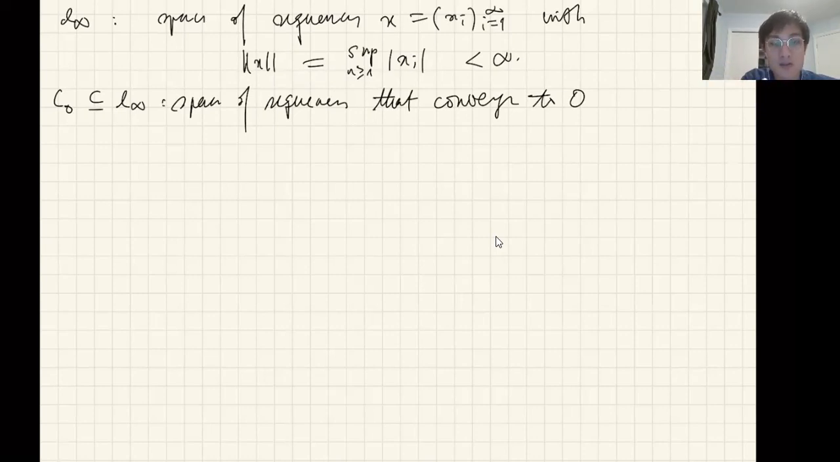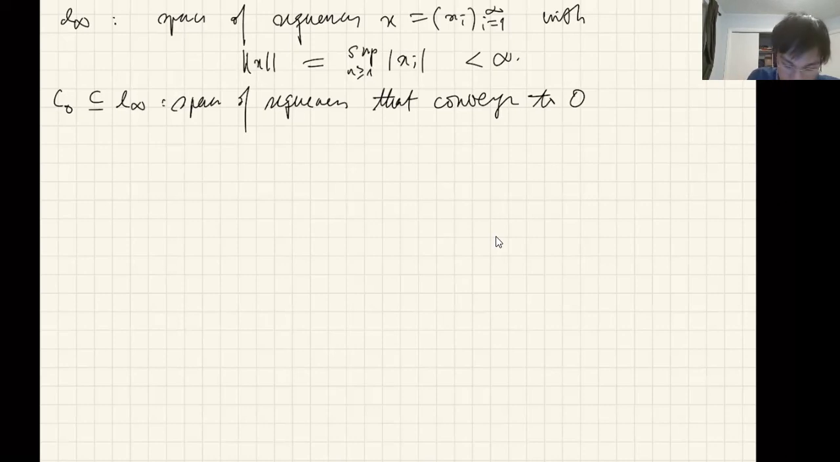We take the norm to be the supremum, because if it's a convergent sum, then it has to be bounded, and so it has a finite supremum. And so it's a subspace of L infinity. It's closed, which means, because L infinity is complete, C0 is also complete, so it's a Banach space.